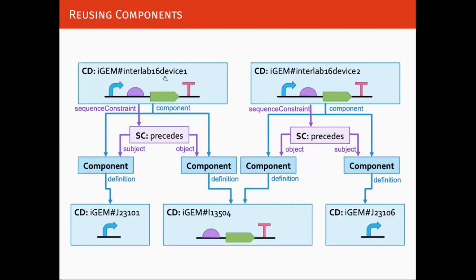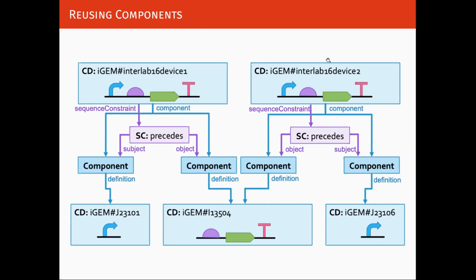And then in this case, this example is showing how you can reuse components. So for example, maybe I'm going to build 2 versions of this device using 2 different promoters. So in this first one, it is actually built out of this promoter, the J23101, which precedes this engineered region. And in the second one, it's this promoter, which precedes this region. And so this composite part has been reused in both of these 2 different devices.